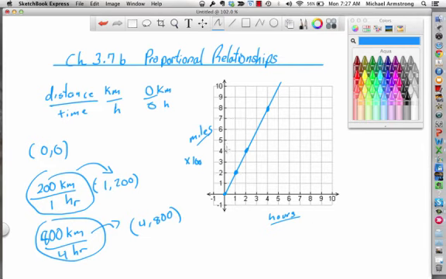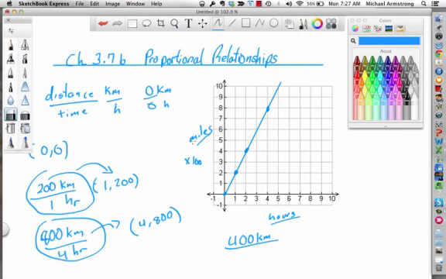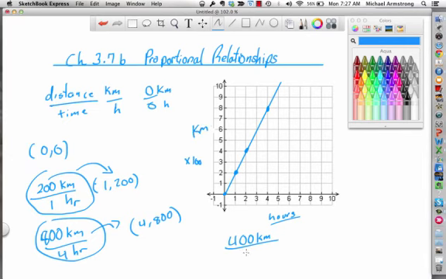We go 400 miles in 2 hours. So that's 400, or kilometers, not miles. I'm used to miles. I got to erase that. We've been talking kilometers the whole time. Well, thanks for your patience. I appreciate it. So kilometers. 400 kilometers in 2 hours.